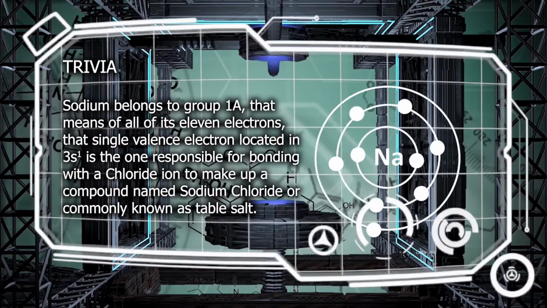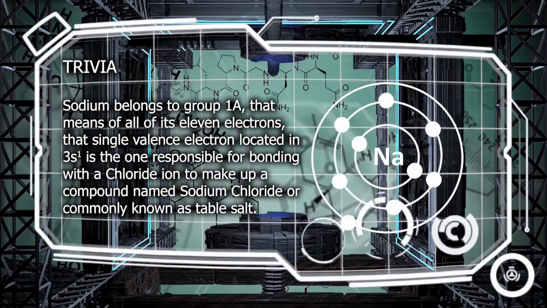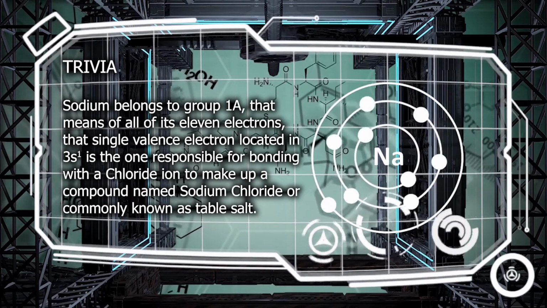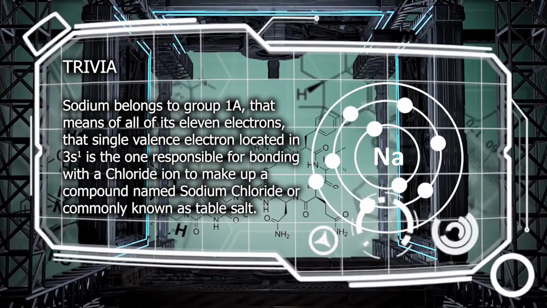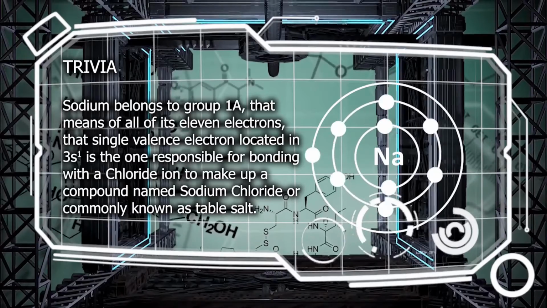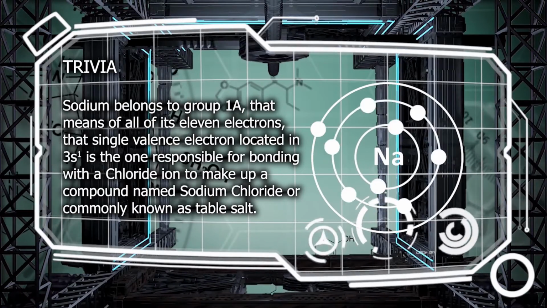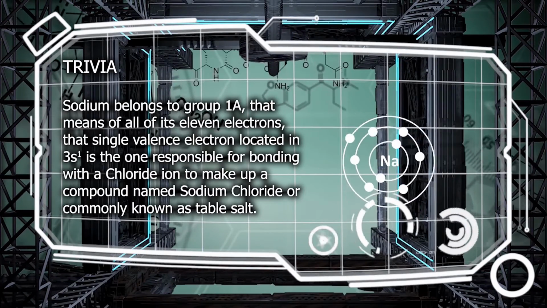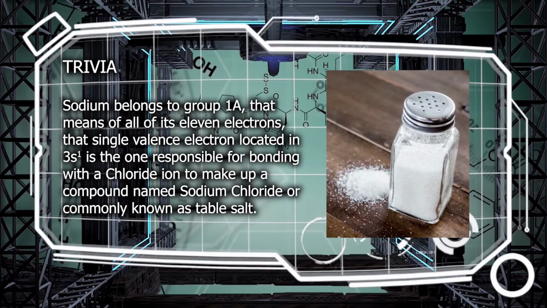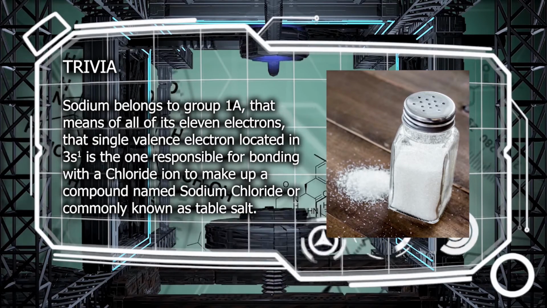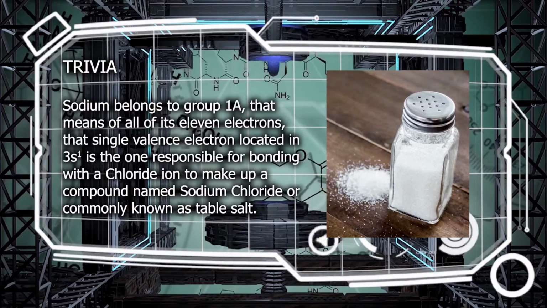Trivia: sodium belongs to group 1A. That means, of all its 11 electrons, that single valence electron located in 3s1 is the one responsible for bonding with a chlorine ion to make up a compound named sodium chloride, or commonly known as table salt.